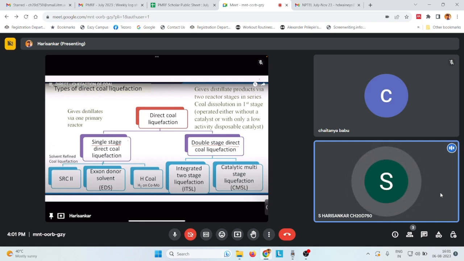The first one is solvent refined coal liquefaction. Then you have something like Exxon donor solvent liquefaction or H-coal, which means we use hydrogen on a cobalt molybdenum catalyst. And if you look at the double stage liquefaction process, you have the integrated two stage liquefaction process, which is the ITSL process, or the catalytic multi-stage liquefaction process, which is the CMSL process.